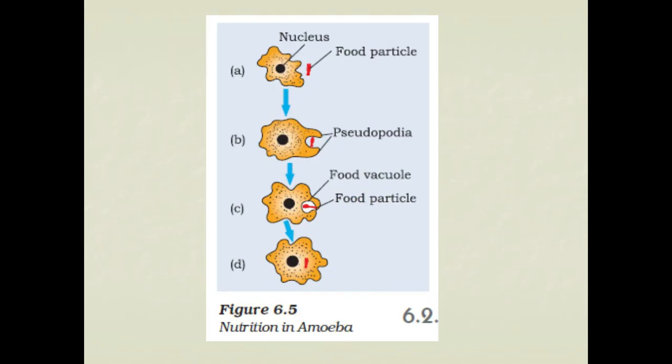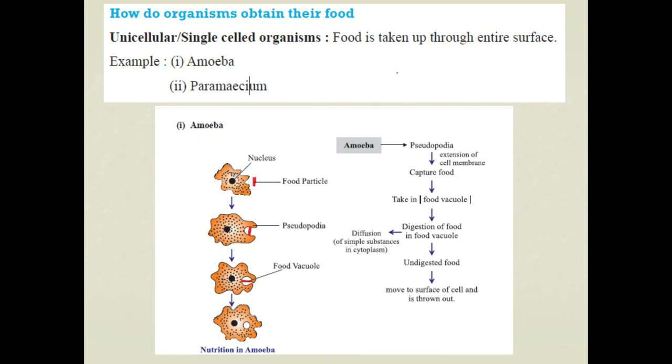So next thing is Holozoic nutrition. How do single-celled organisms and multicellular organisms take up the nutrition? For example, first they have mentioned the unicellular, that is single-celled organism, amoeba. The food is taken through the entire surface. Very important, one more question. So here the food will be first consumed by the amoeba through the entire surface.